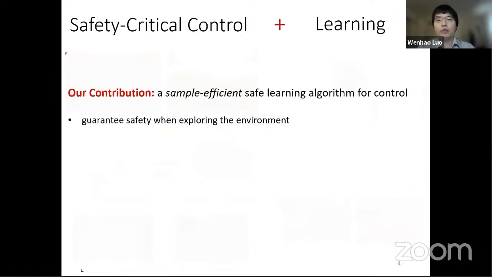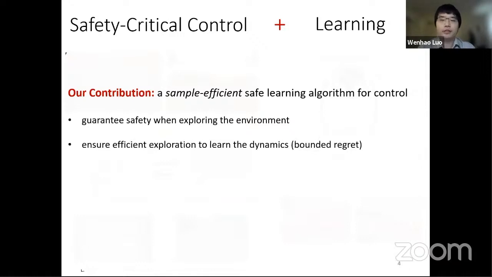To that end, we want to bridge the control method and also the machine learning so that we can intuitively have the robots working along the boundary and safely explore the unknown system dynamics. So in our paper, our contribution is a sample efficient safe learning algorithm for control. So first of all, our algorithm could guarantee safety when exploring the environment despite the imperfectly modeled dynamics.